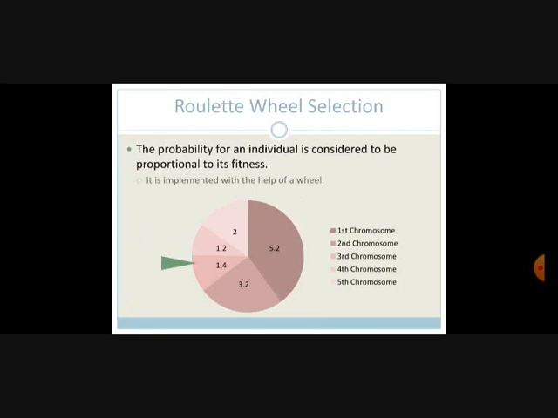Next selection process is roulette wheel selection. Here the probability of an individual is considered to be proportional to its fitness. It is implemented with the help of a wheel. Suppose you have 5 chromosomes and those 5 chromosomes have fitness values 5.2, 3.2, 1.4, 1.2 and 2. So the total size of this wheel can be divided into 5 pieces based on these values.